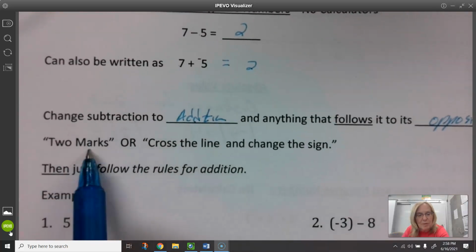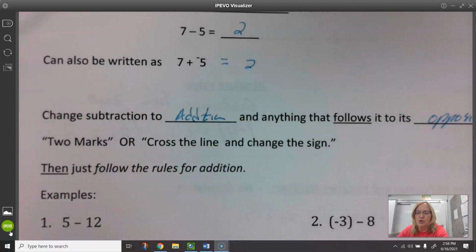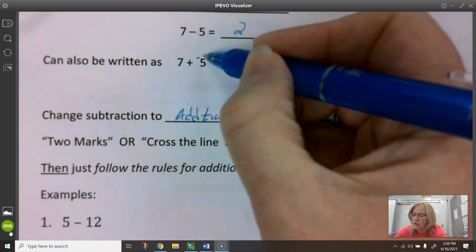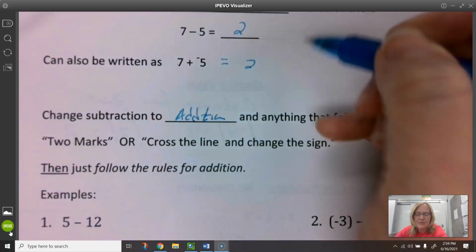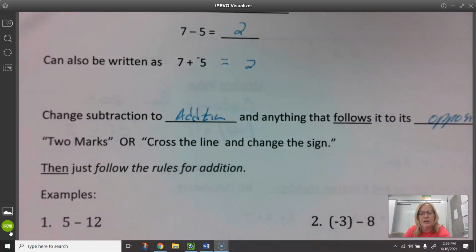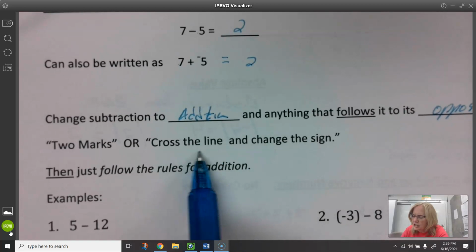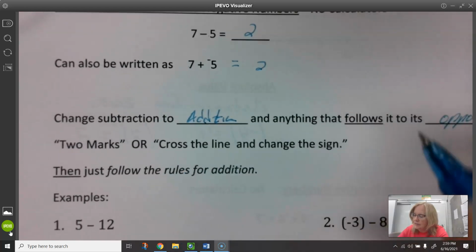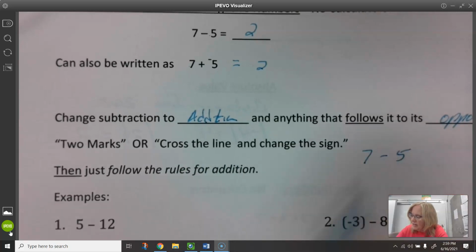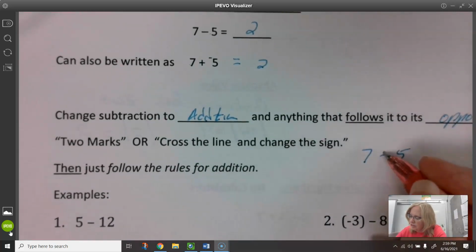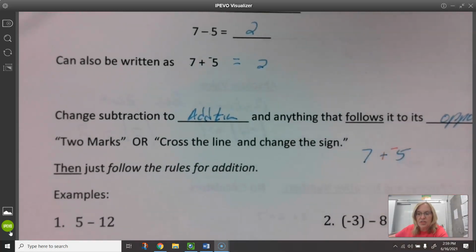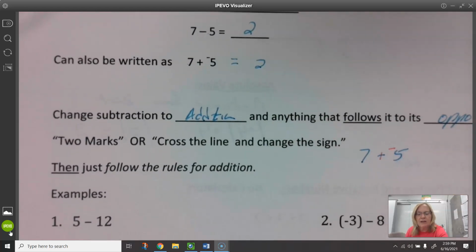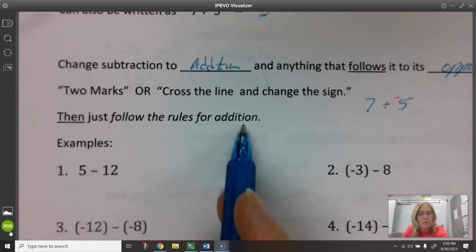Well, the way I remembered it for the longest time is I always make 2 marks. I'm going to change subtraction to addition, whatever follows to its opposite. Well, when I was teaching with a student a couple years ago in community college, she taught me this. I thought that was so great. Cross a line and change a sign. So when I had 7 minus 5, I could cross a line and change the sign, which I thought was an awesome way to remember it. Okay? And then we just get to follow the rules for addition.